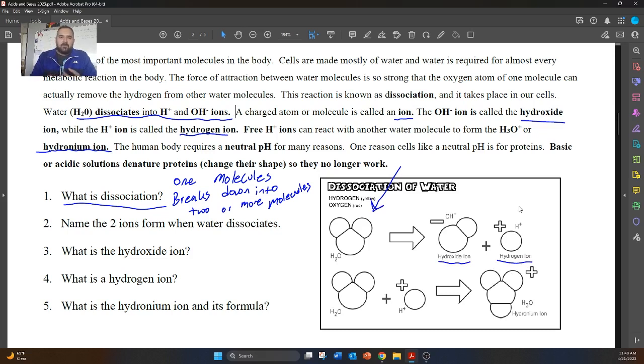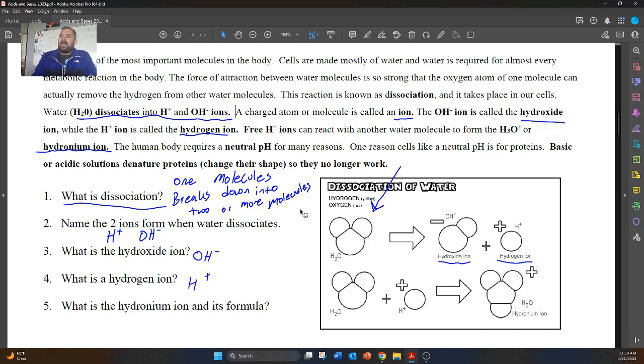So number two, go ahead. What's number two? Name the two ions that form when water dissociates. You're going to get H plus and OH minus. So what's a hydroxide ion? When hydrogen and oxygen atoms bond. All right, you're thinking hydronium. So a hydroxide ion is just going to be an OH minus. What's a hydrogen ion? That's going to be H plus.